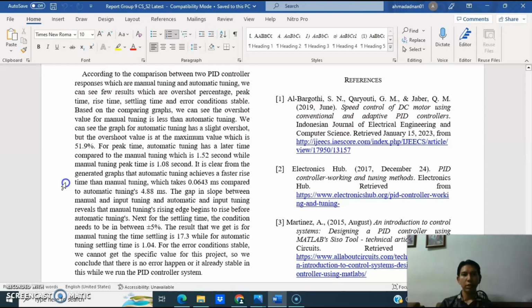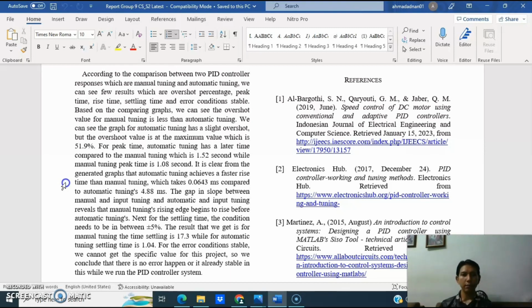So based on the comparing graph, we can see that the overshoot value for manual tuning is less than automatic tuning. We can see the graph for automatic tuning has slight overshoot, but the overshoot value is at the maximum value, which is 51.9%. For the peak time, automatic tuning has a later time compared to the manual tuning, which is 1.52 seconds, while manual tuning peak time is 1.08 seconds.